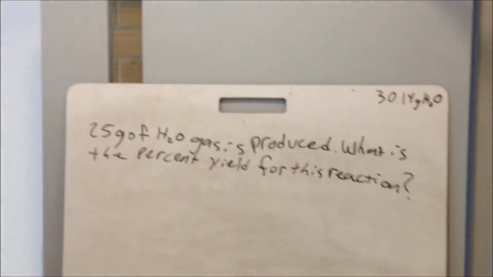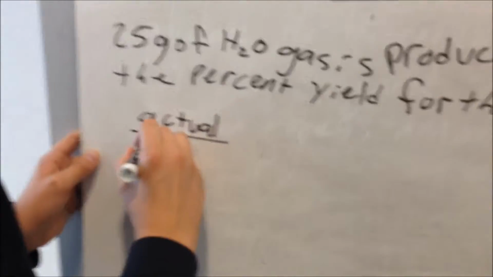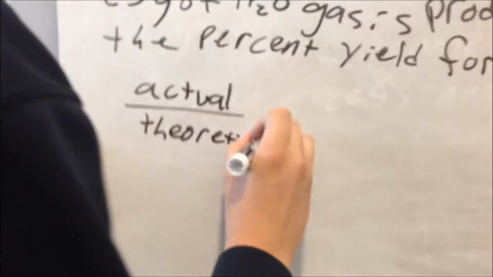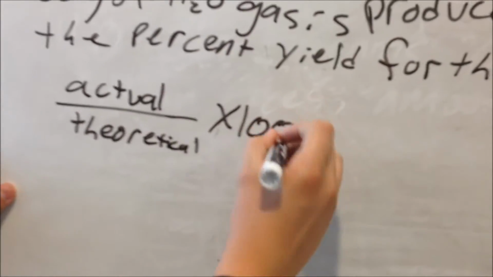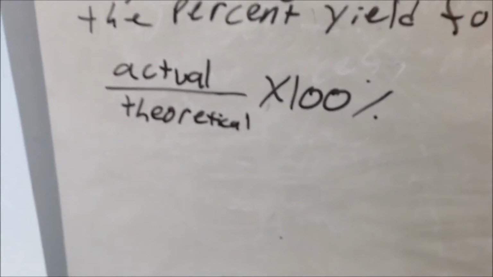Alright, so now the equation for making that would be actual yield over theoretical yield, and then you would multiply that by 100 percent. So that's the equation. So now we're going to plug in all the numbers.